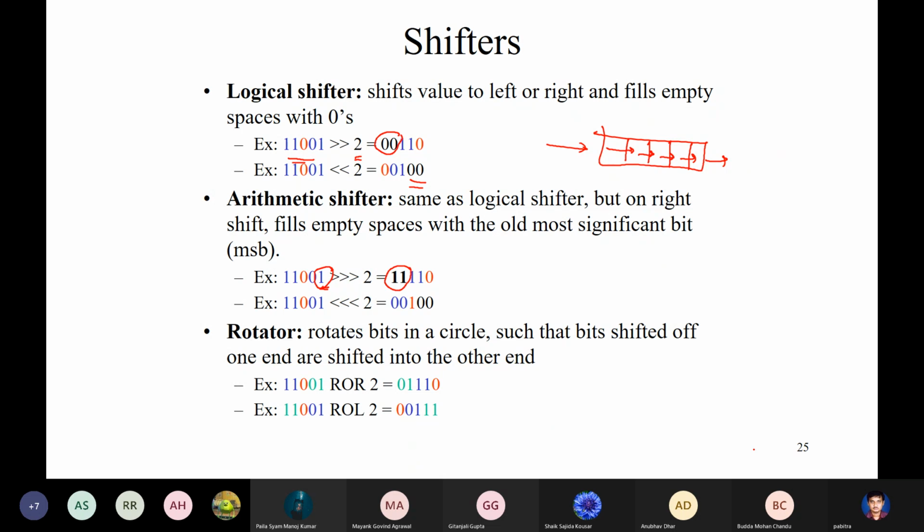So can anybody tell what is the usefulness of this arithmetic shifter? Where would it be useful? This is a bit complicated. In fact, we will use it for another operation in conjunction with other operations. So where do you need certain arithmetic shifting? Anybody can guess?